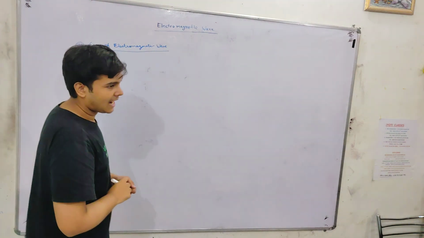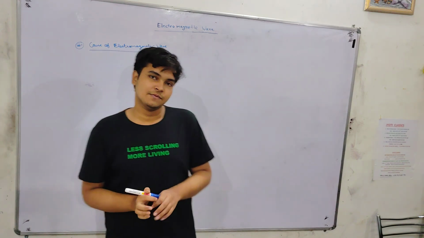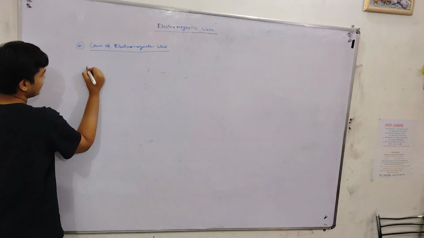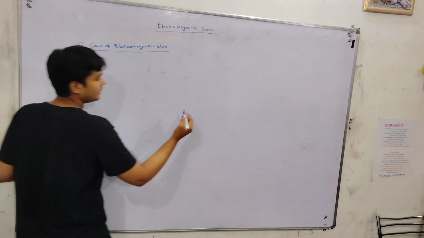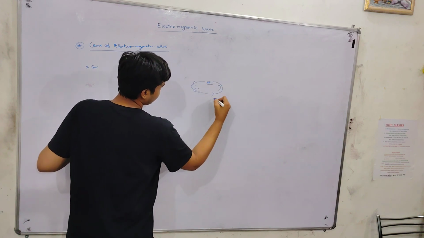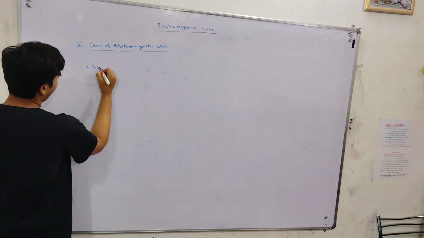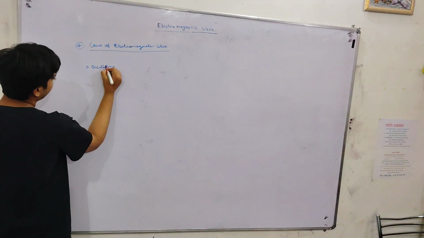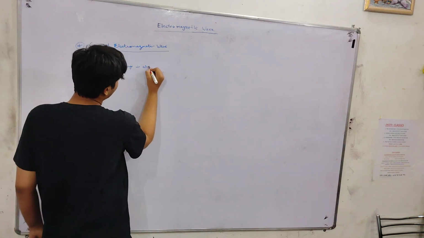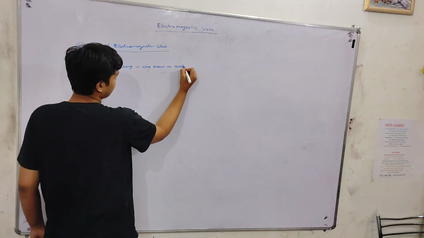We know that charge oscillates in an orbit. First we will understand the definition: a charge oscillating in an orbit. We can name it an oscillating charge. An oscillating charge is also known as an accelerating charge.